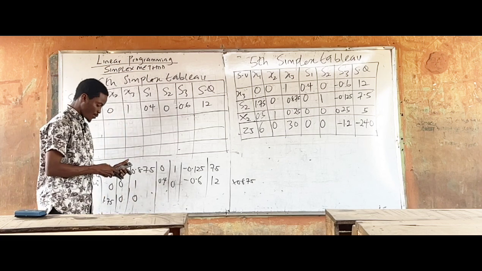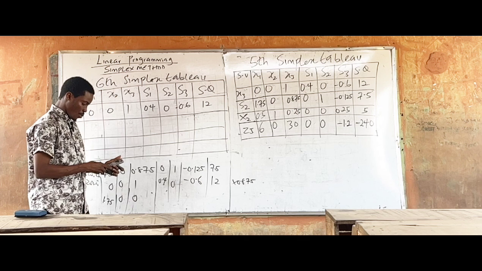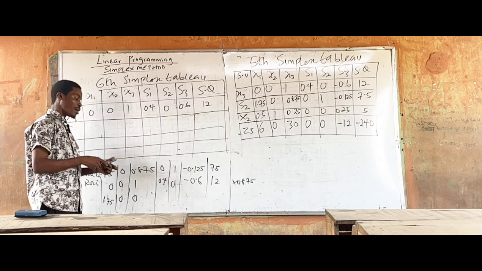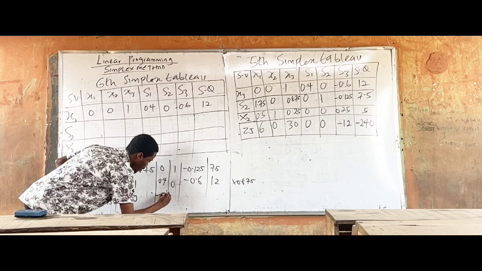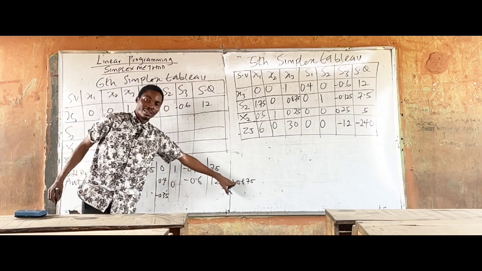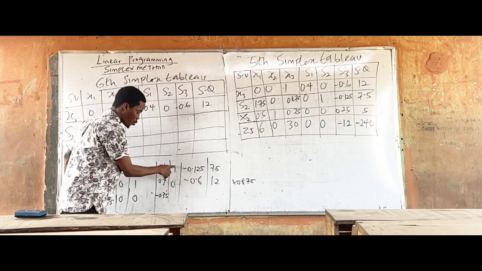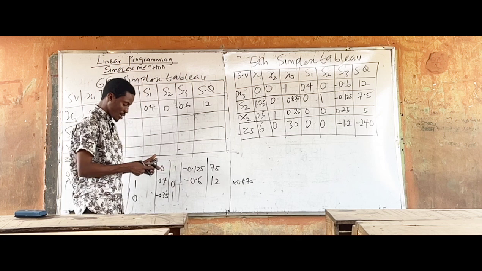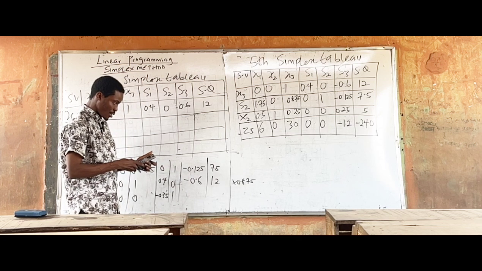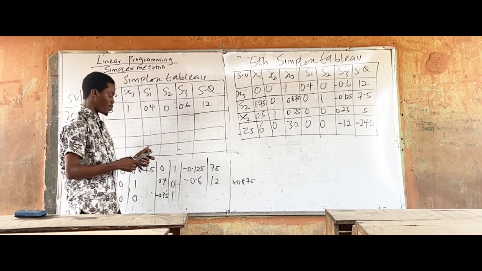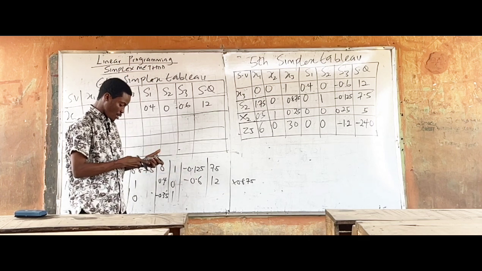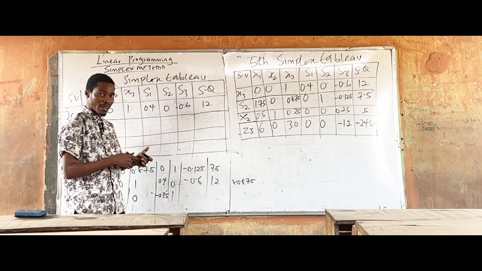So 0.4 times 0.875, I got 0.35. So 0 minus 0.35, I'm going to get minus 0.35. If I multiply 0 by this number, it will be 0. 1 minus 0 is 1. Minus 0.6 times 0.875, I got minus 0.525.